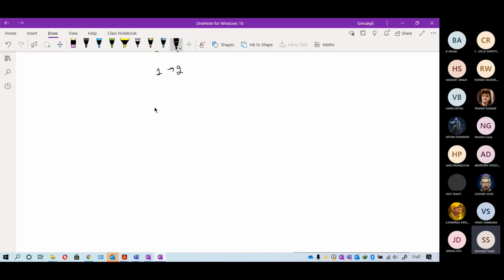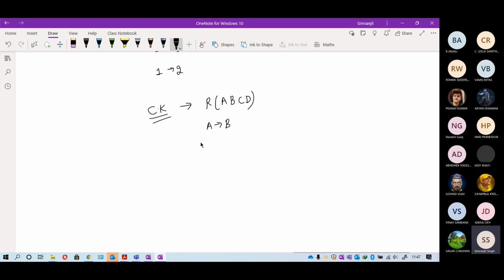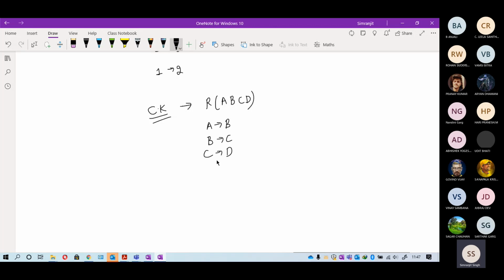You have to remember the previous lecture where we studied the closure property. With the help of closure, I think we can easily find out what a candidate key is. I'll tell you just one step further. When you find out the closure, suppose this is a relation given to you: A tends to B, B tends to C, C tends to D, and D tends to A.